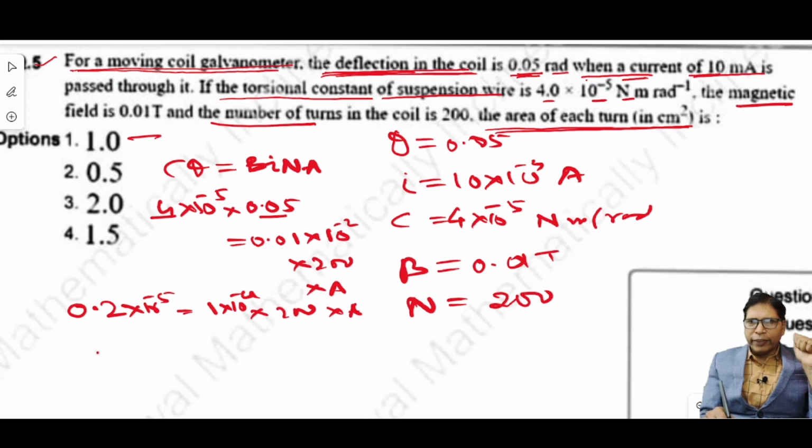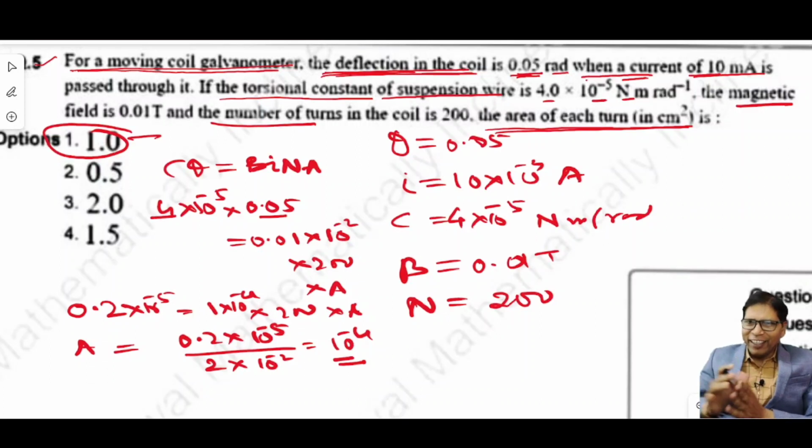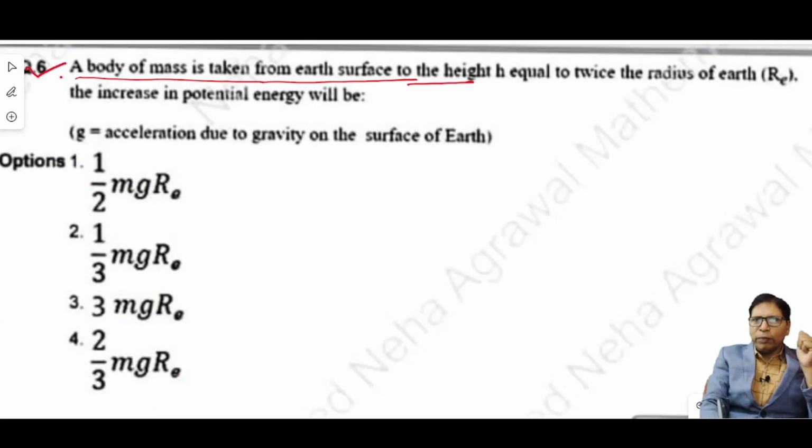Therefore A equals 0.2 into 10 to the power minus 5 divided by 2 into 10 to the power minus 2, so this is 10 to the power minus 4. Therefore the area of each turn is 1 centimeter square. Option 1 is correct. Okay. Now question number 6.